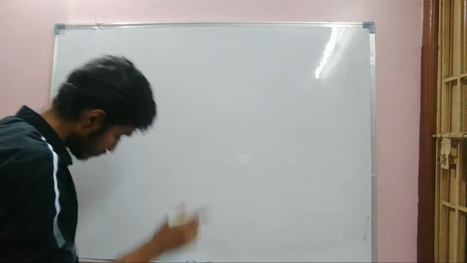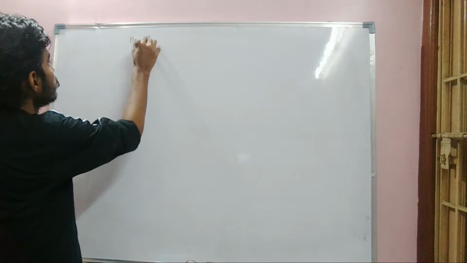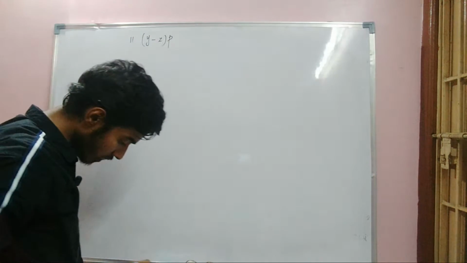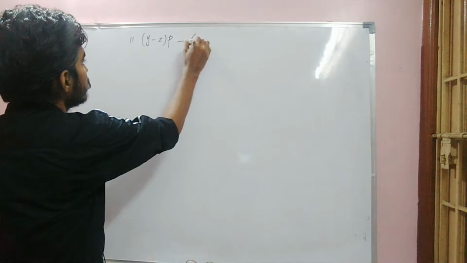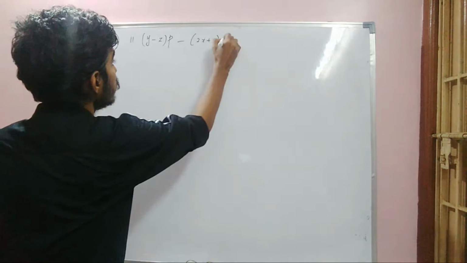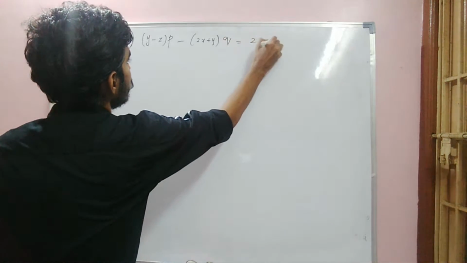So 11th problem: y minus z into p minus 2x plus y into q is equal to 2x plus z.